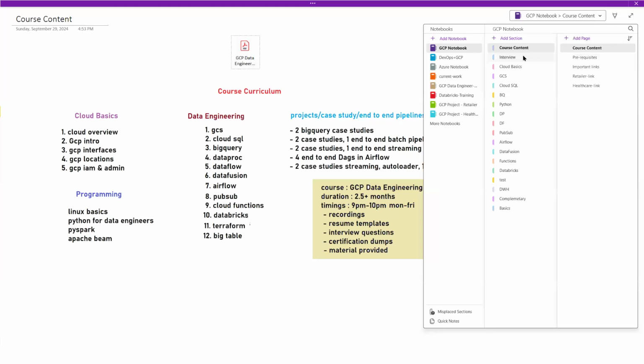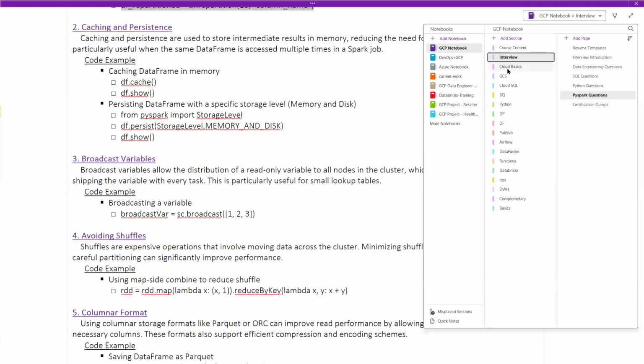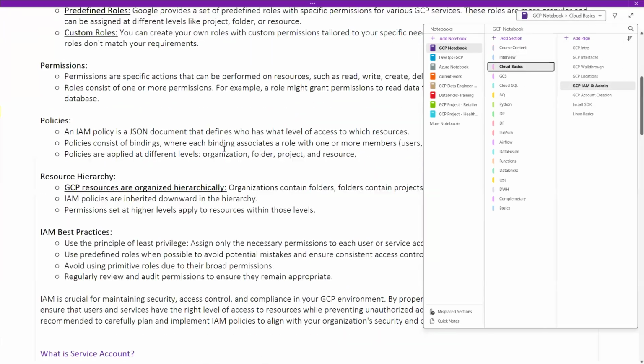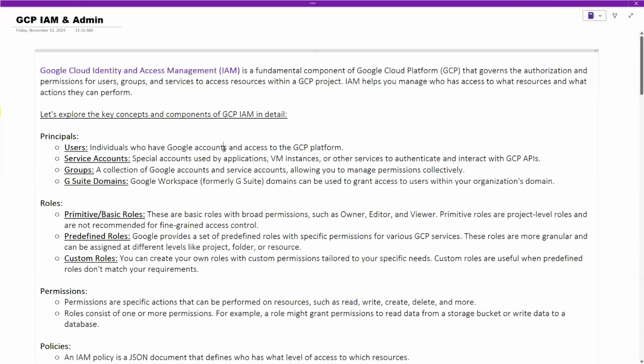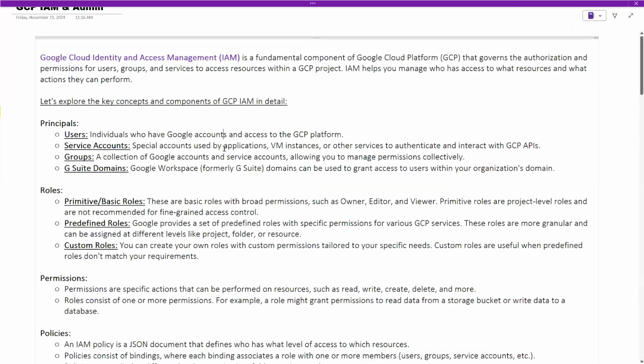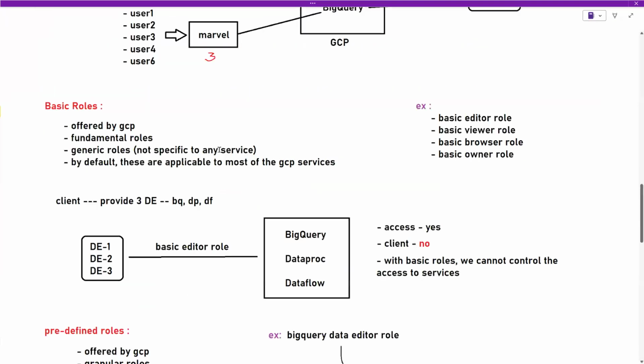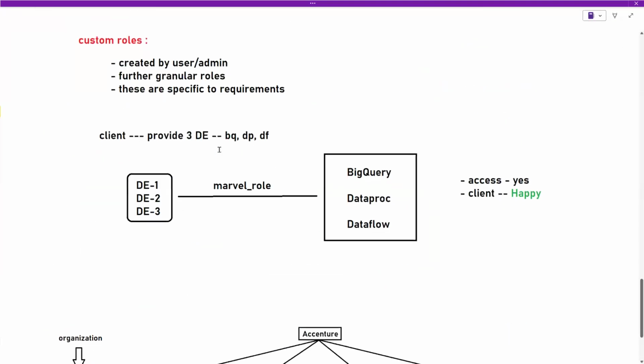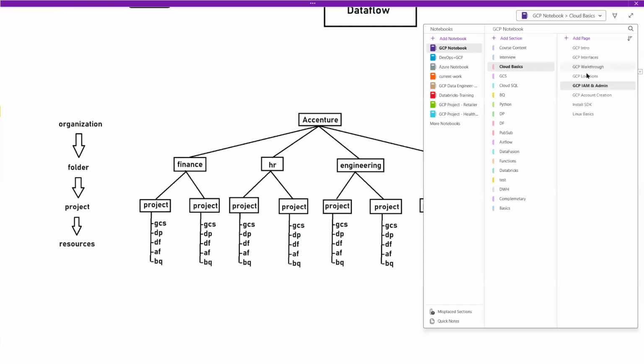I'll share it later. So maybe I can start from the cloud basics. This is a dedicated set of notes, guys. You have everything here. You don't need to go anywhere. This is a note specifically created by me only. So you'll have everything in great detail with my notes.